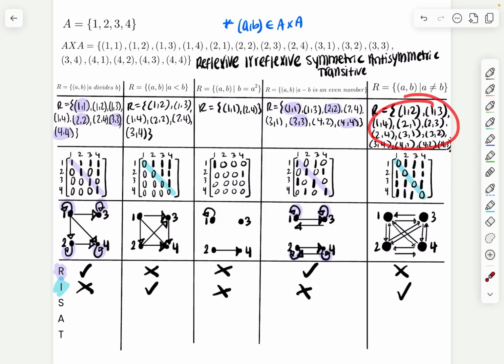In roster notation, I don't see any twins. I don't see 1 1. I don't see 2 2. In graphical representation, I don't see any loops, so it is irreflexive. Now, is this relation symmetric? Easiest way, use the matrix.